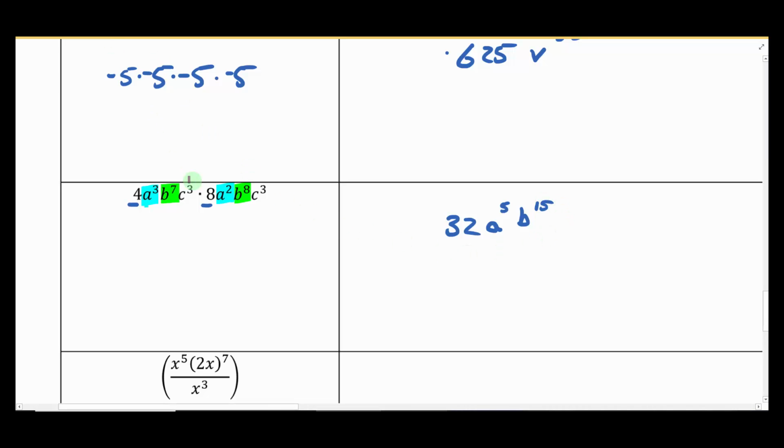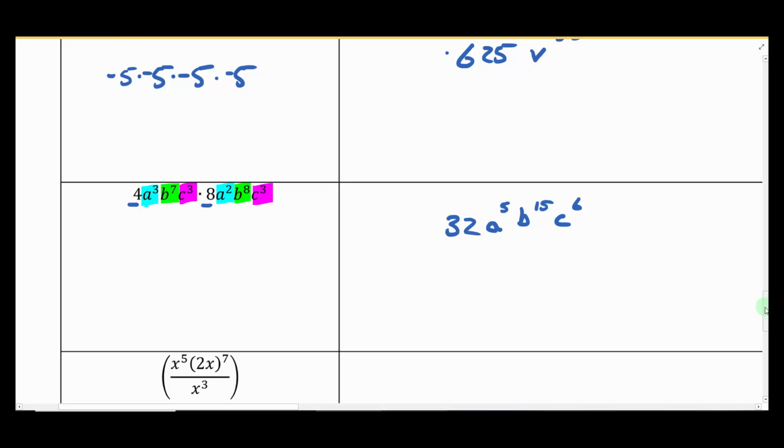And then the last one here, the c's. I have 3 here and 3 here, so that's going to be a grand total of 6 c's. So we'll have c to the 6th power. And there we go. So that was pretty easy, actually, using the exponent rules. I didn't expand a single thing. I just multiplied the numbers and then took care of the variables one by one.